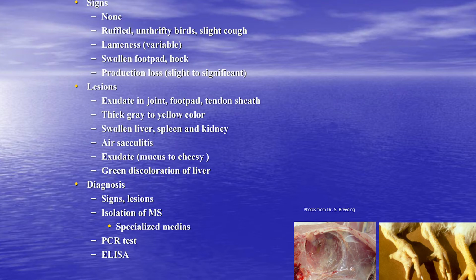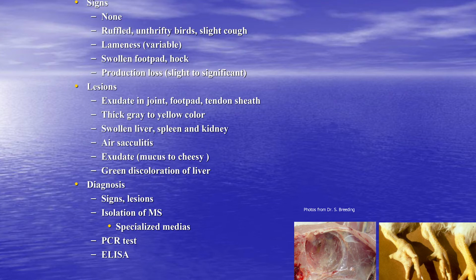Lesions: the exudate is going to be in the joint, the foot pad, the tendon sheath. Typically this exudate is sort of a thick gray color to a yellow. We have swelling of the liver, the spleen, swelling in the kidneys as well. It too causes that air sacculitis, like you see right here. And this can have exudate on it, which can be mucoid or even up to a cheesy exudate. In some birds you may see a slight green discoloration of the liver.